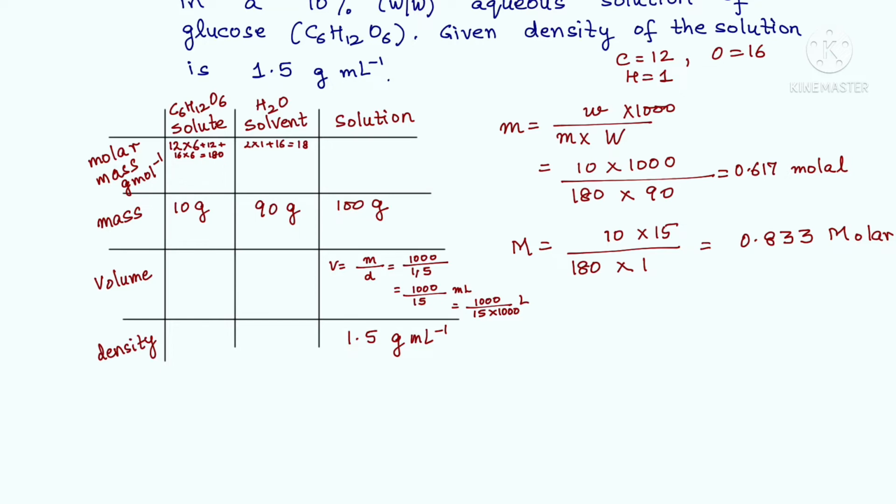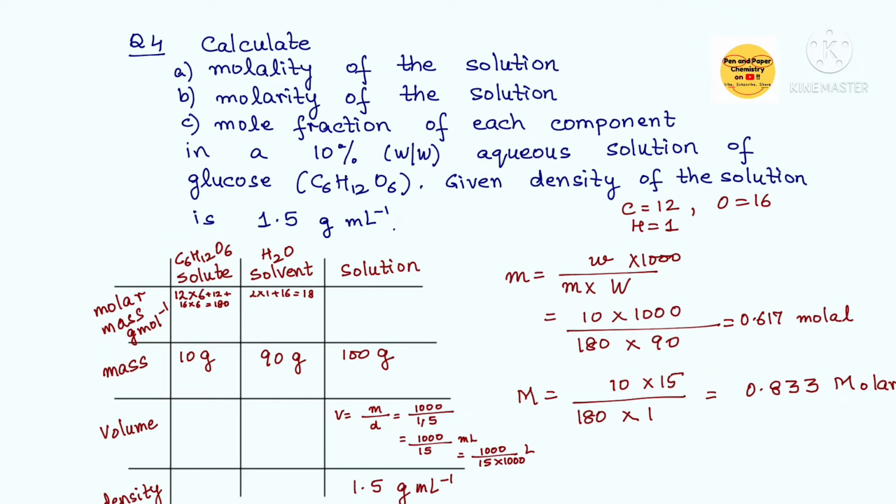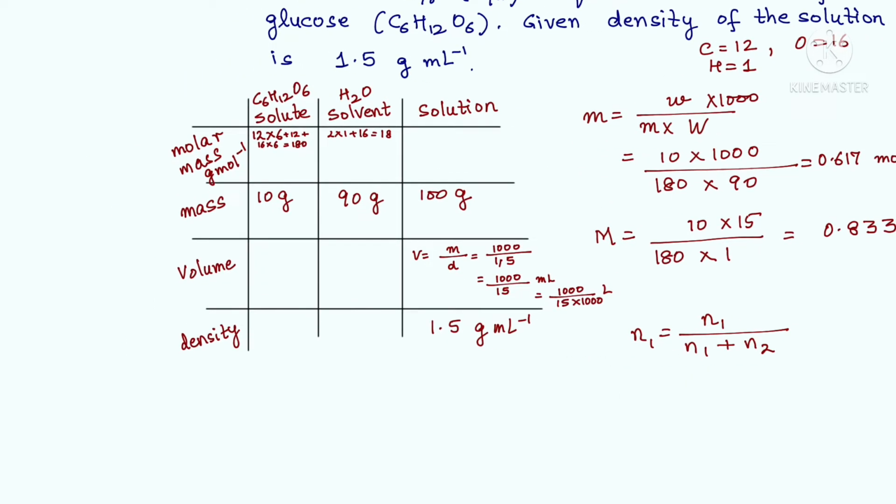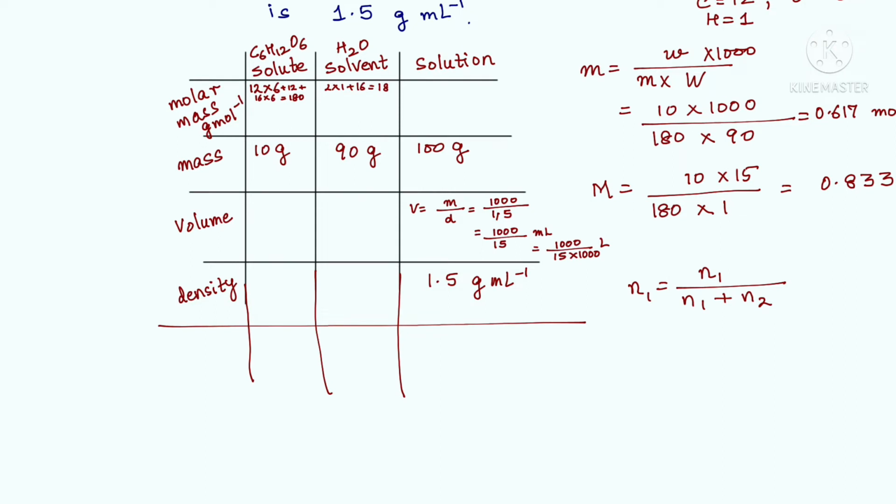The third part of the question says mole fraction, right? You've got to find out the mole fraction of each component. Now, if I go to the mole fraction, let's say the mole fraction of the solute, that means the number of moles of the solute divided by the total number of moles in solution. In other words, I need the number of moles of each component. So what I'm going to do is extend my chart over here and make one more column corresponding to number of moles.